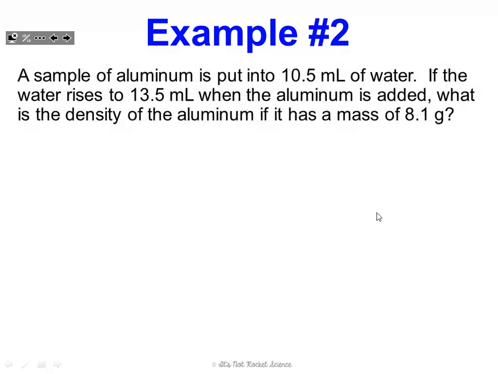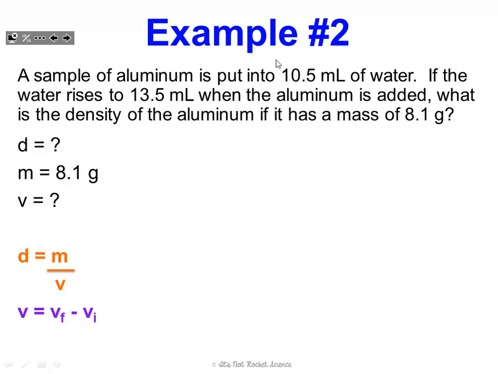Example number 2 says a sample of aluminum is put into 10.5 milliliters of water, and the water rises to 13.5 milliliters when the aluminum is added. What is the density if this sample has a mass of 8.1? So I'm trying to find density. That's my unknown. My mass is given to me. It's 8.1. My volume right now is unknown. It's not given to me. It's not 10.5 and it's not 13.5. Sometimes students are quick to just look at the numbers in the problem and use them. This one is telling me that the water displacement method was used, and so I'm going to have to use the equation VF minus VI in order to find that.